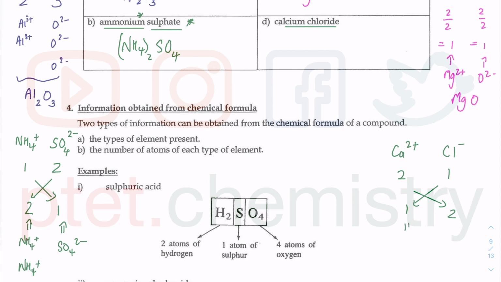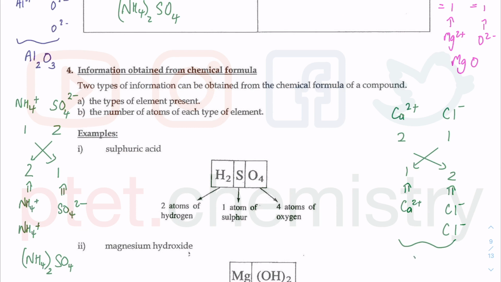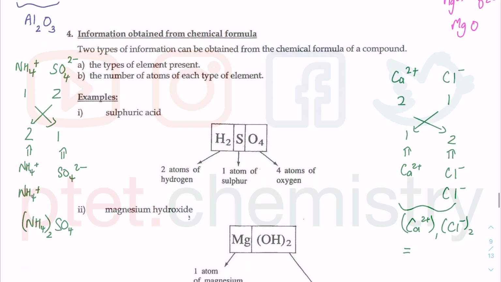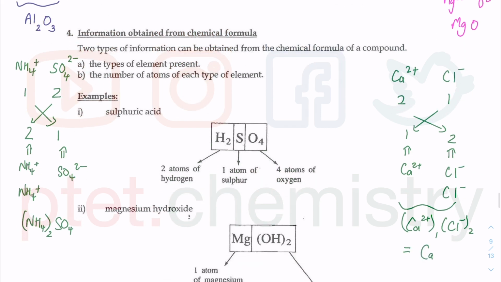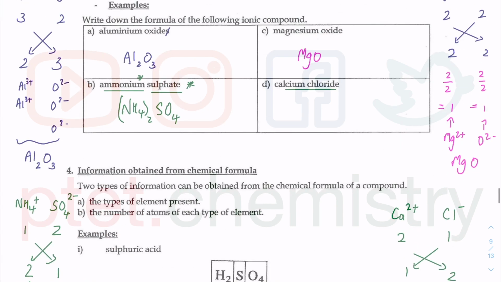So what this means is 1 calcium 2 plus ion. What this 2 means is, how many of these do you have? You have Cl minus and you have Cl minus. Overall you have 1 Ca 2 plus and 2 Cl minus. You can simplify this to give you CaCl2. This means 1 of these and 2 of these. So CaCl2 is the correct formula for calcium chloride.